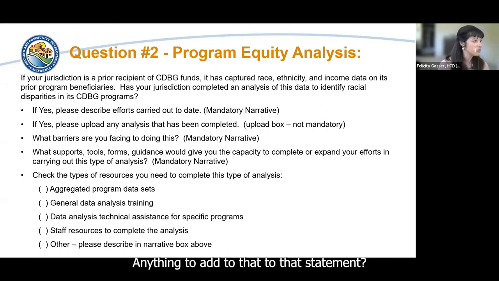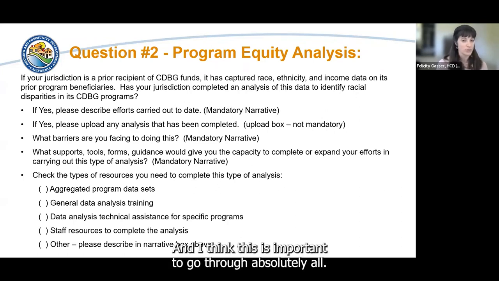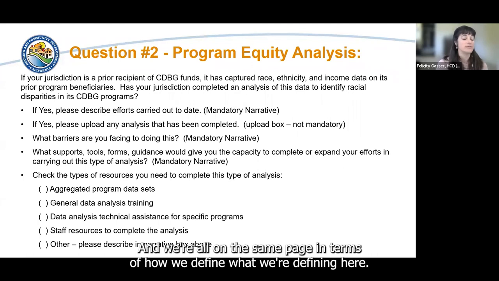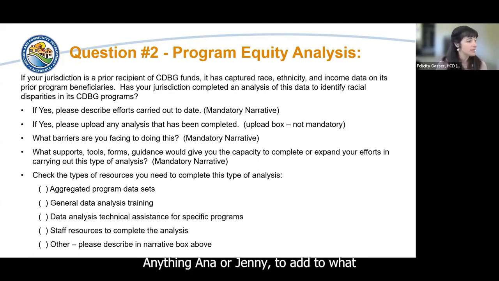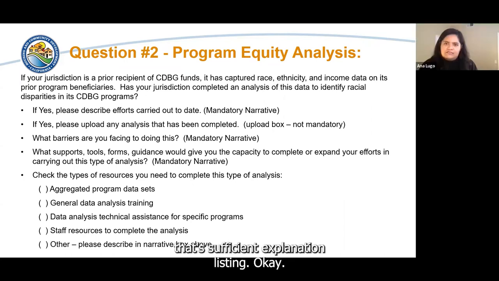Anything to add to that statement? I think this is important to go through so that we're all on the same page in terms of how we define what we're defining here. Anything, Anna or Jenny, to add to how I described what an analysis of racial inequity would be? I think that's sufficient explanation, Felicity.